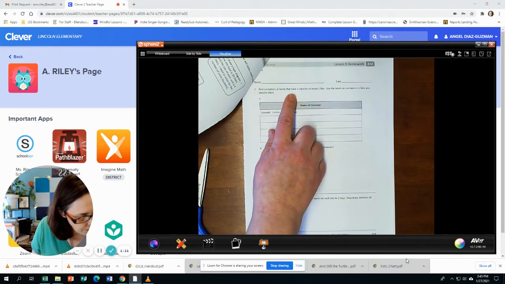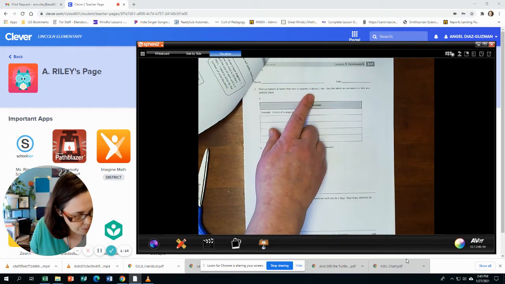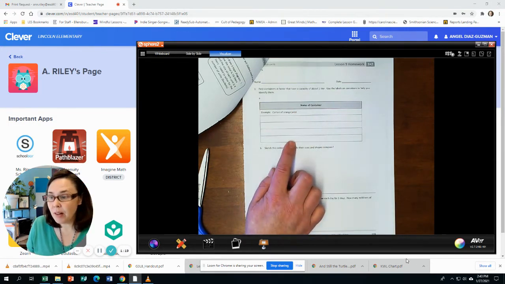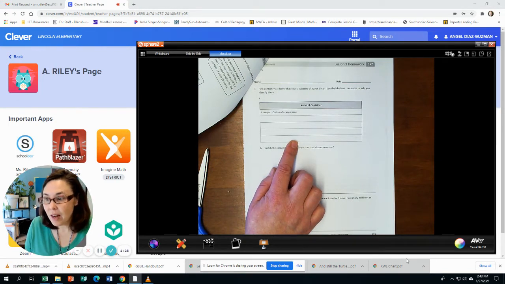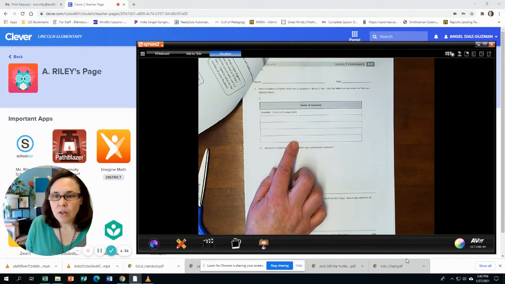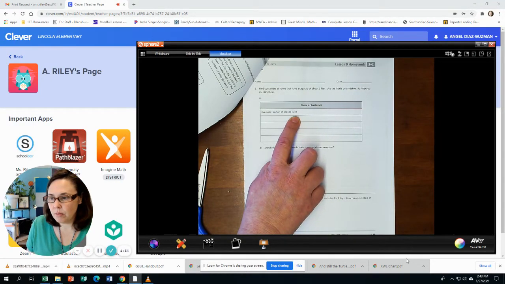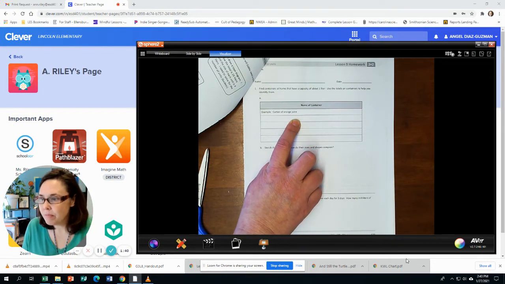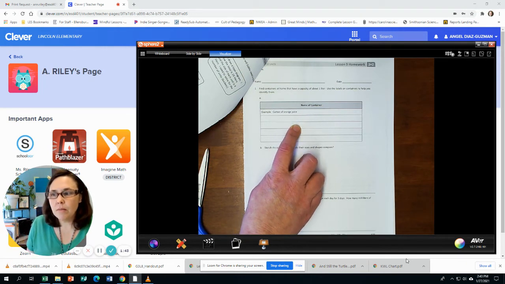It says, find containers at home that have a capacity of about 1 liter. So remember, we talked about a liter in class. So you have an idea of what 1 liter is. Use the labels on the container to help you identify them. So an example might be a carton of orange juice. Or it might be a carton of milk. Or ketchup. So take a look in your cupboards. Oh, shampoo would also be a good one.